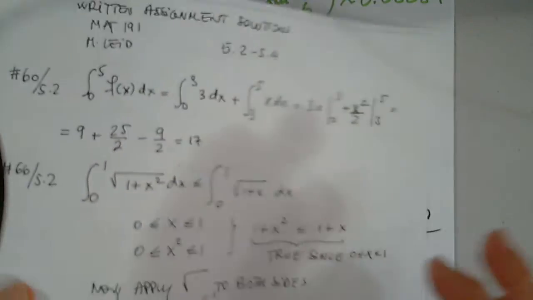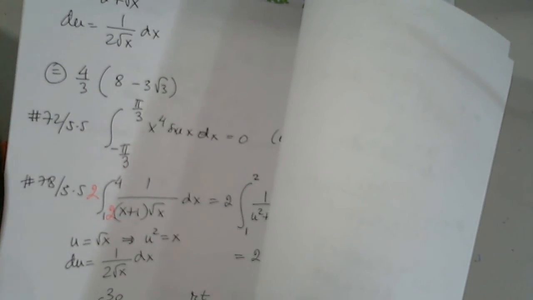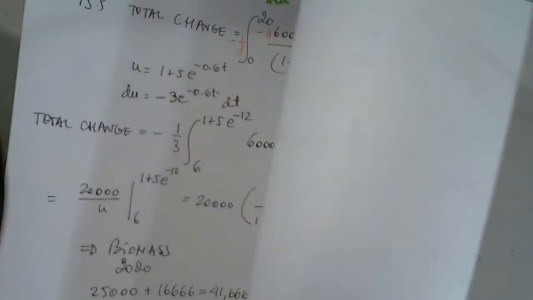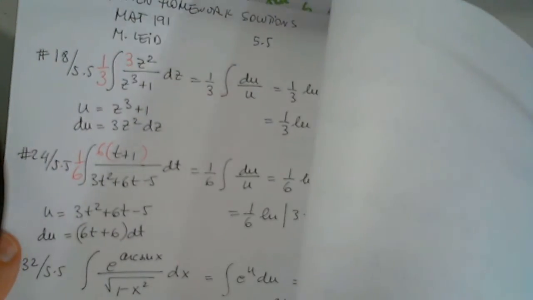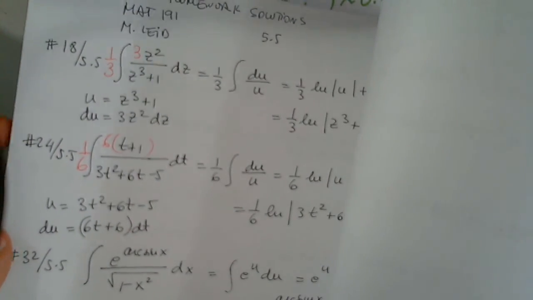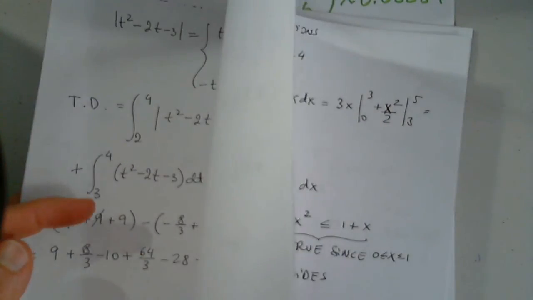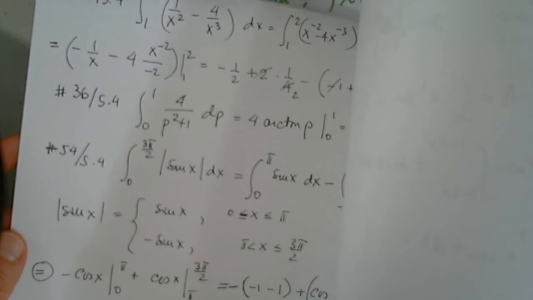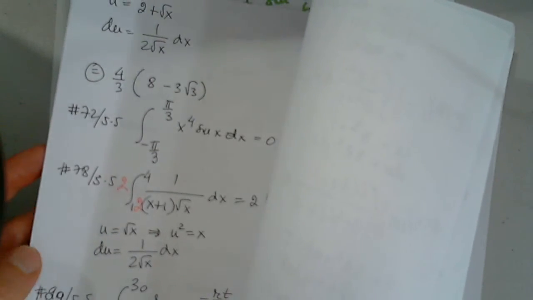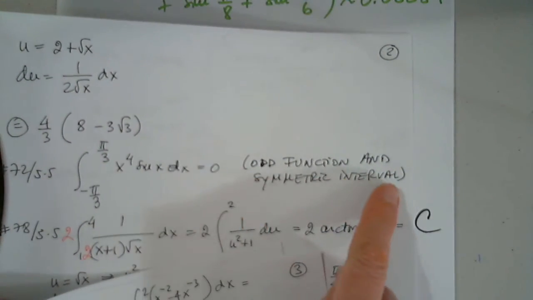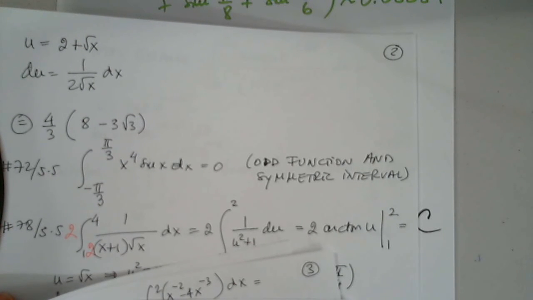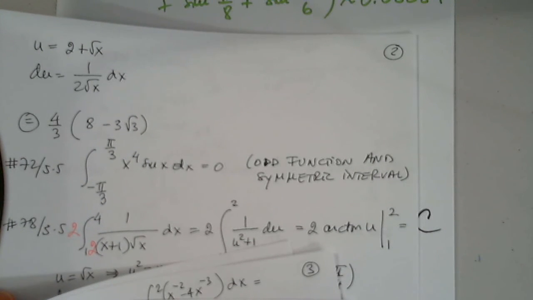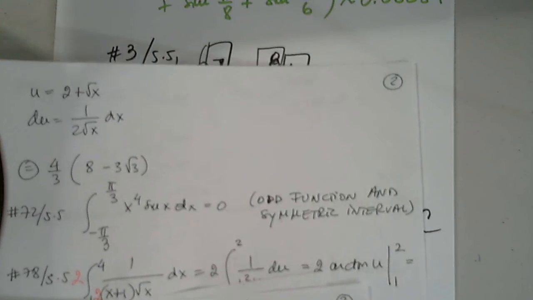Oh, so just like when I had one here. I thought that I just wrote solutions today. I thought it was 72, I think, in the 5.5 homework. The previous one. Yeah, the one that's due today, number 72 in 5.5. Yes, that's all. Odd function and symmetric interval. Oh, that's all we have to write? Yeah. Okay. Alright, thank you.